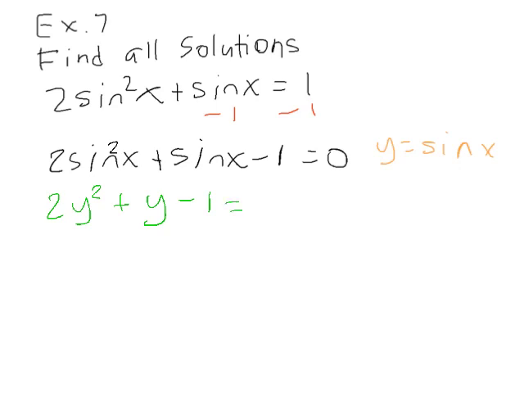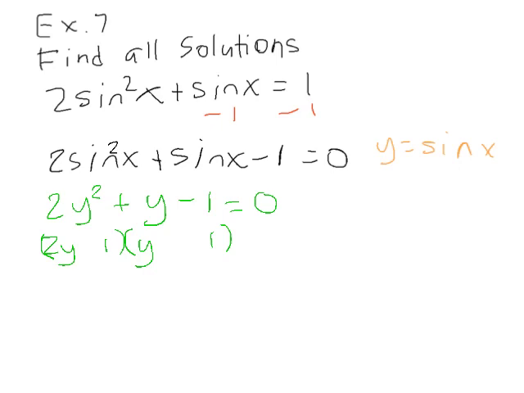So how can you solve a problem that looks this way? Well, you can factor it. You could use the quadratic formula. You have lots of different options. It's actually not too bad to factor. We know that we're going to have a 2y and a y, and a 1 and a 1. We just have to figure out where the correct signs go.